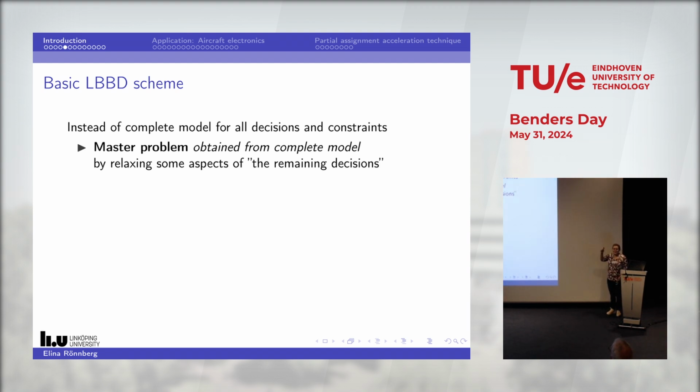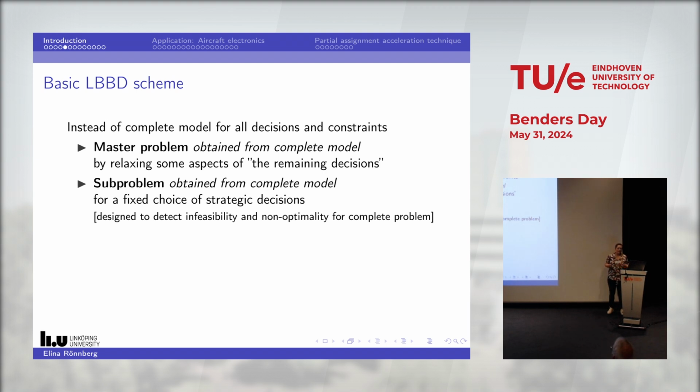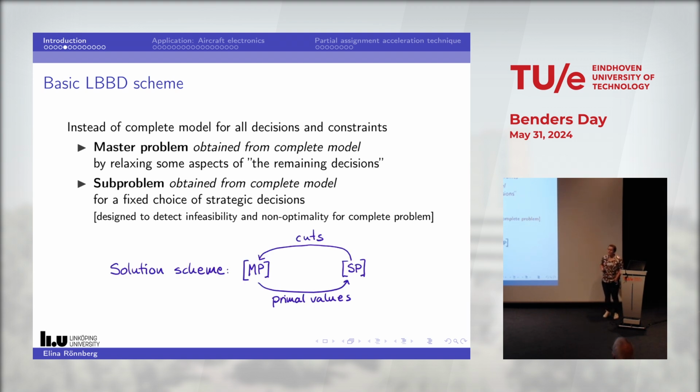So you've seen this basic scheme many times today, but I will repeat it. If you think about the most basic setting you can have, instead of the complete model for your problem with all the decisions and constraints, you have your master problem that you get from this complete model by relaxing some aspects of these remaining decisions. And then you have a subproblem that you obtain from this complete model for a fixed choice of strategic decisions. And this subproblem is designed to detect infeasibility or non-optimality for your complete problem. So then you get a solution scheme that looks something like this.